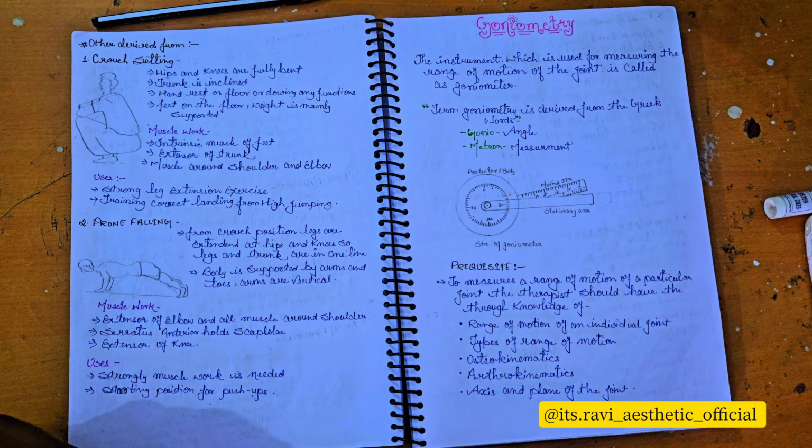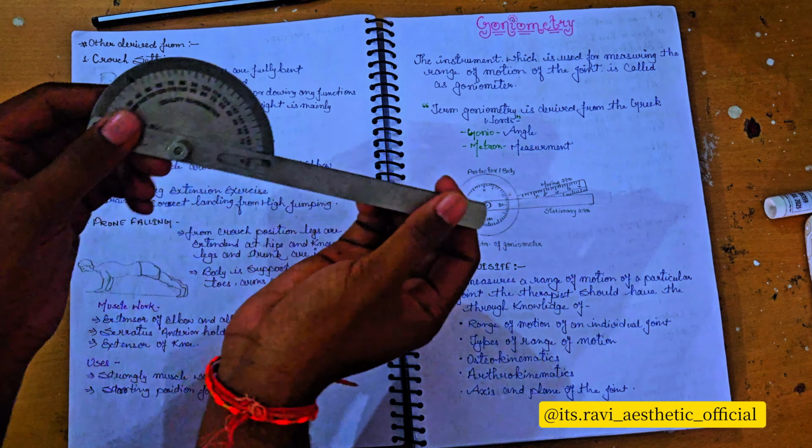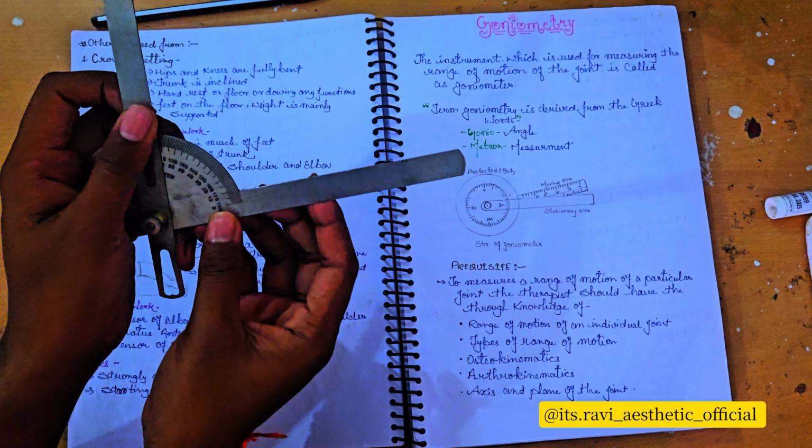I am a physiotherapy student. So in the series of exercise therapy, we are taking one new topic which is goniometer. It is essential for our physiotherapy. So what is a goniometer? A goniometer is an instrument like this. It is a half 180 degree goniometer which can be used for the measurement of range of motion.